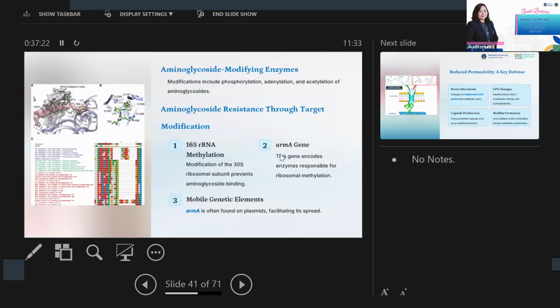And for other drug groups like aminoglycoside, the resistance pathway is mostly methylation at the ribosome binding site, with this gene that we found. The ARMA gene is the resistance gene and can be transferred on the plasmid. Okay, it can jump from one bacteria to another easily with the plasmid, not the chromosome.